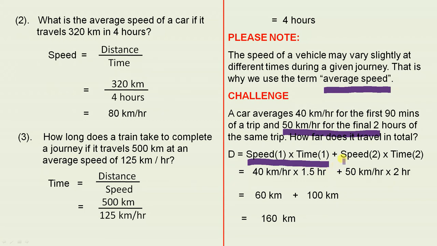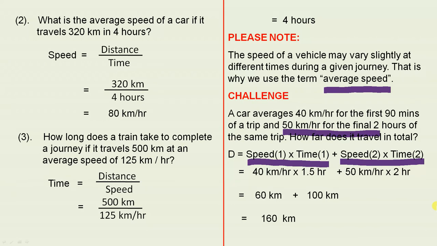So that gives us 40 kilometres per hour times 1.5 and 50 kilometres per hour times 2. So that part will be 60 kilometres, that will be 100 kilometres, so 160 kilometres is the total distance travelled.